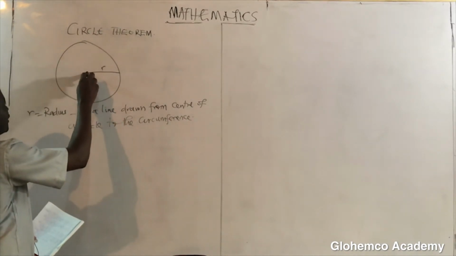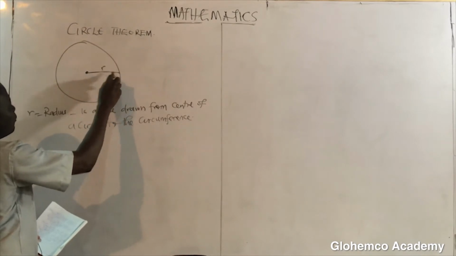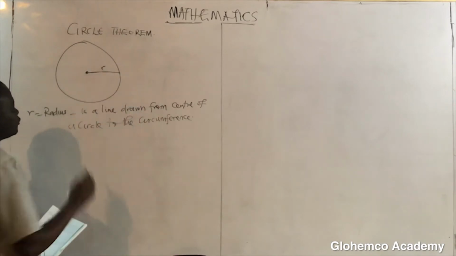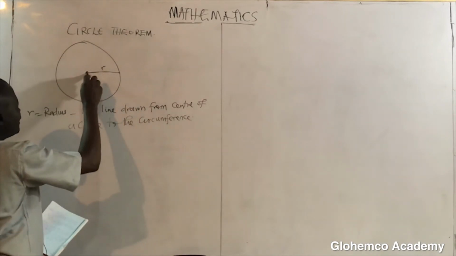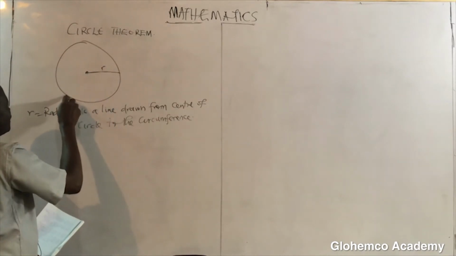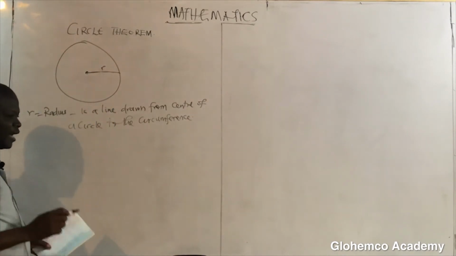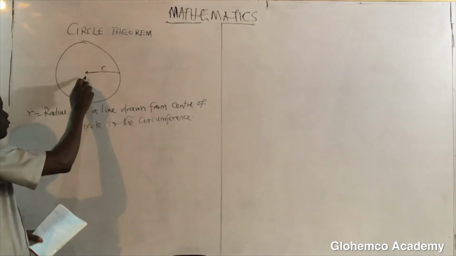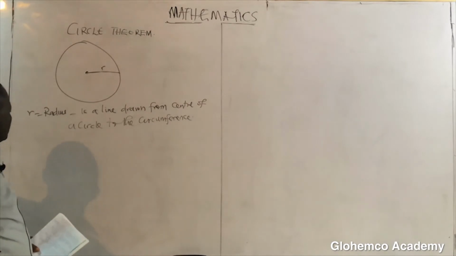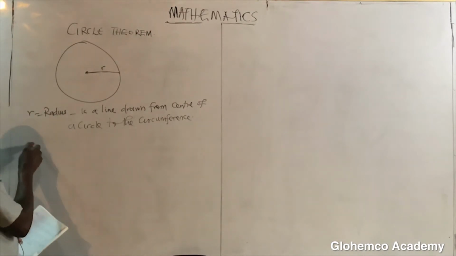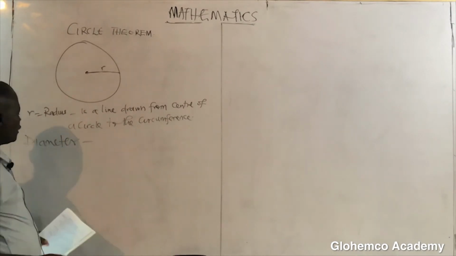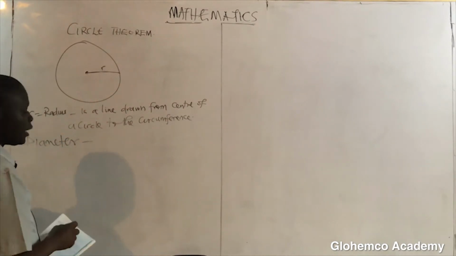You can see as indicated in the diagram above here. From center to circumference is a radius. From center here to circumference here is a radius. So any line drawn from center of a circle to any part of circumference is called radius. Beside that, we have another one called diameter. What is diameter?